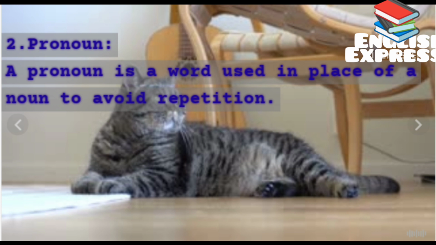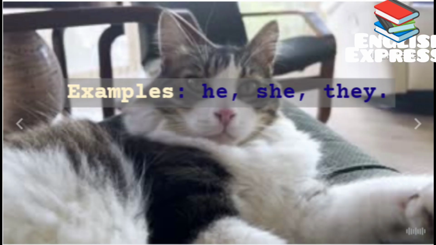Second one is pronoun. A pronoun is a word used in place of a noun to avoid repetition. In short form, instead of noun is a pronoun. For example, he, she, they.